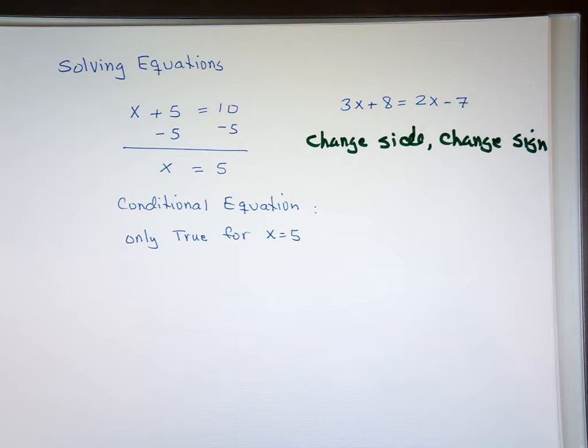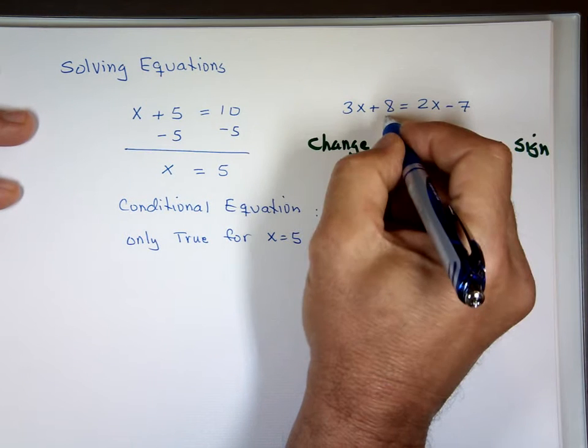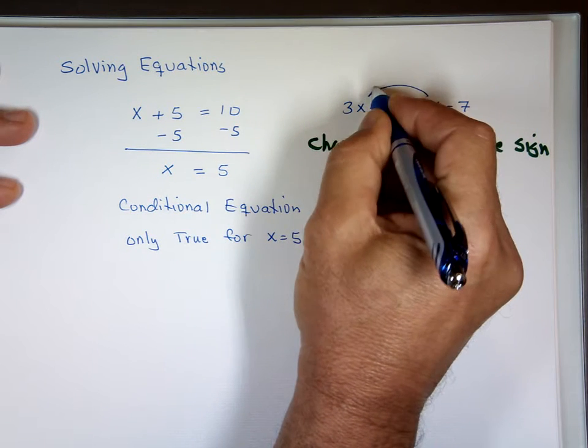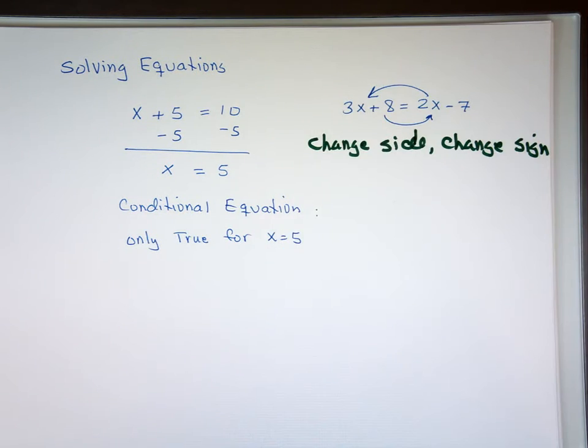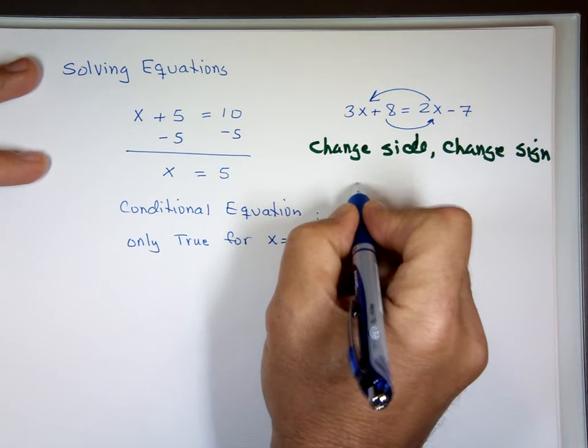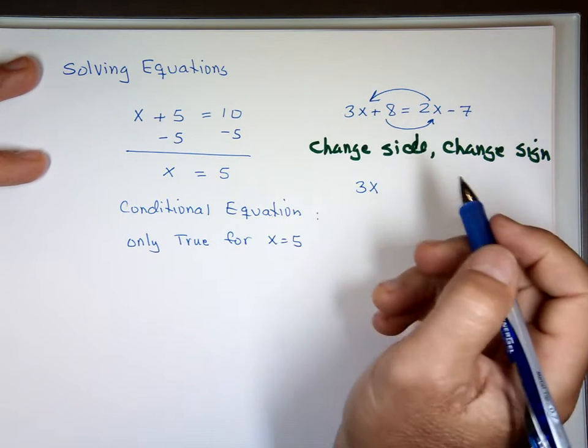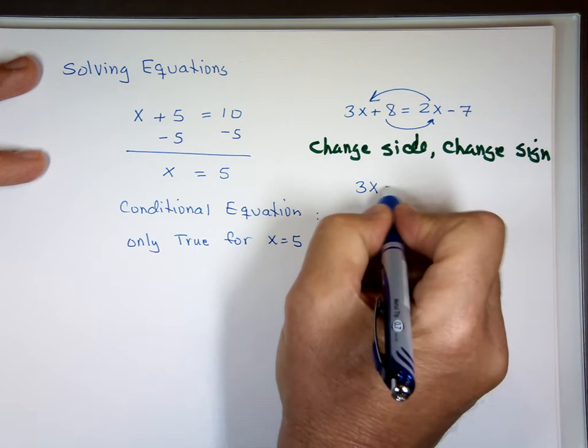Meaning what? Well, I want the plus 8 to go to that side. And I want the 2x to go to this side. This will allow me to put all the x's on one side, all the numbers on the other side. So here we go, 3x. When you bring that 2x to this side, it becomes what? Negative 2x.